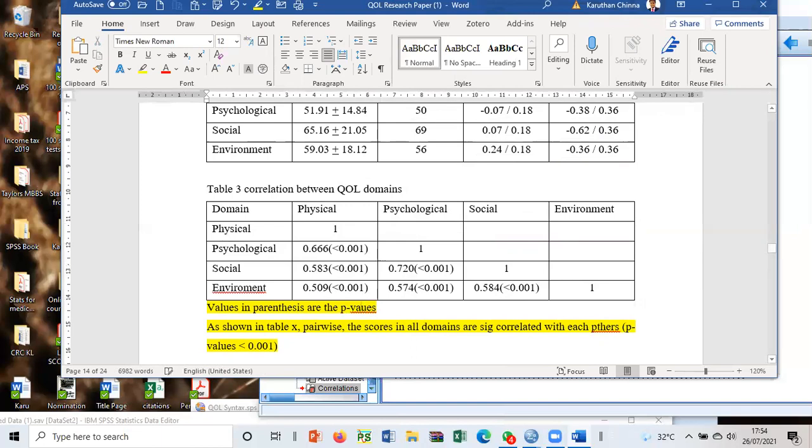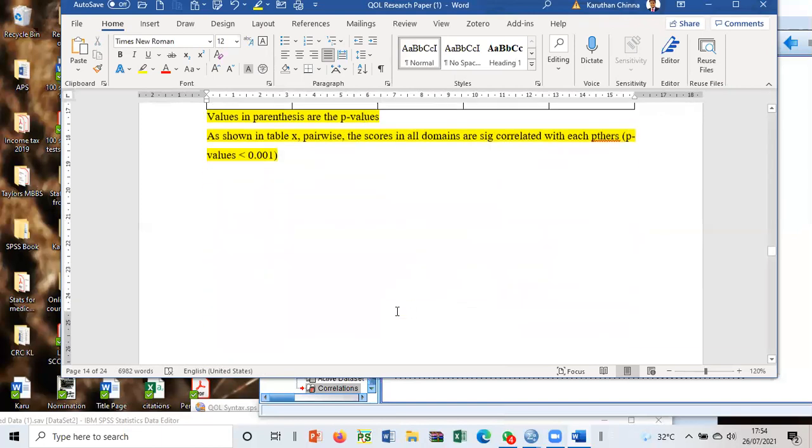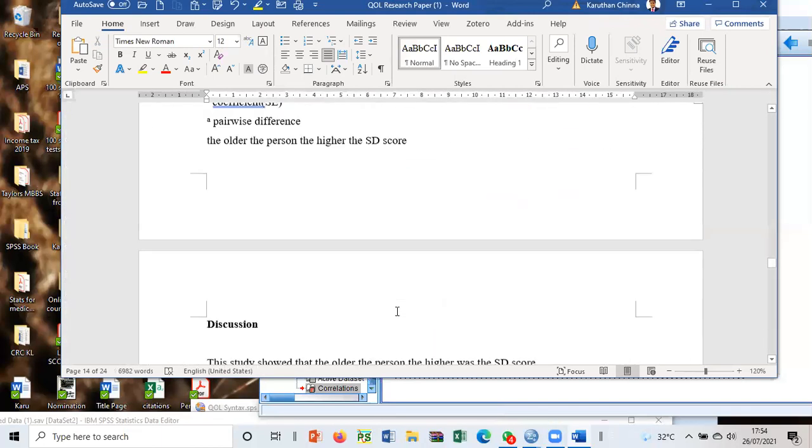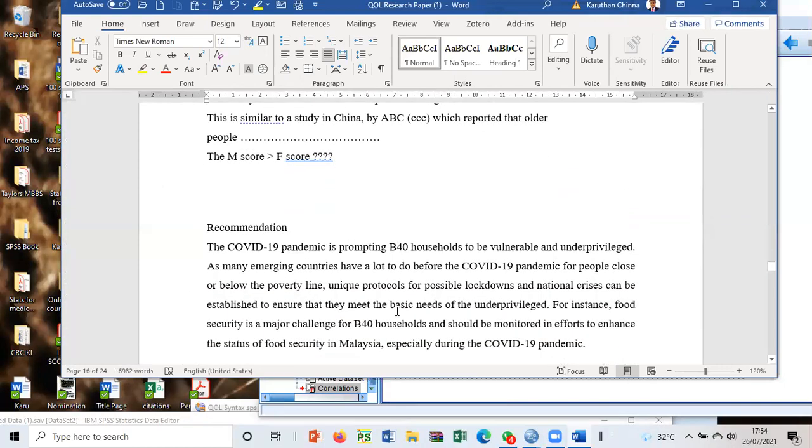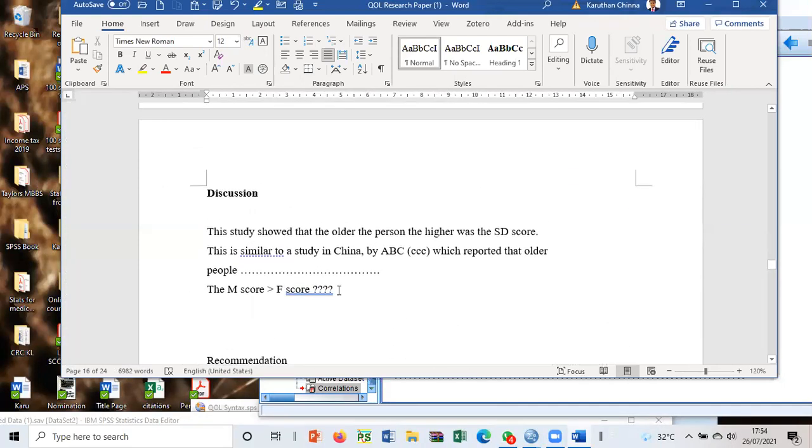So for the conclusion, how do we conclude? After discussing, the conclusion is very short, right? You discuss this part first. I want to see this part first. Based on this, you make a conclusion.